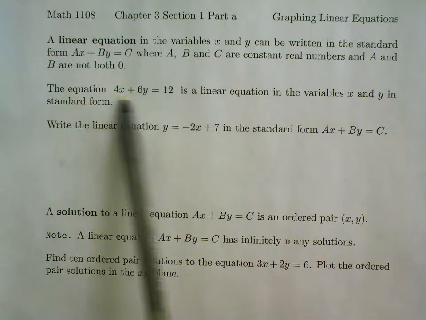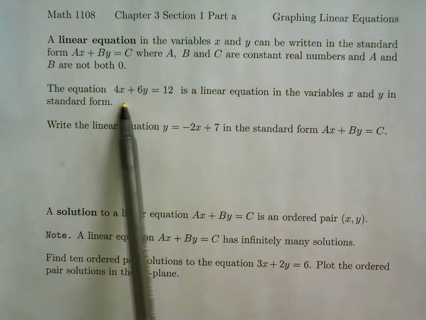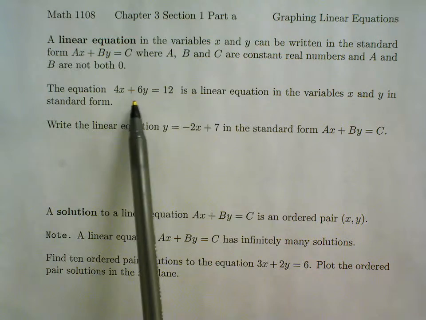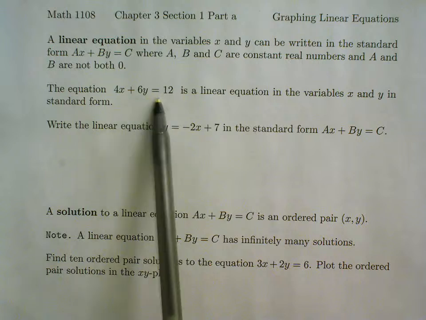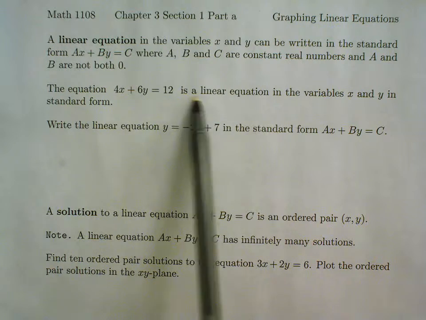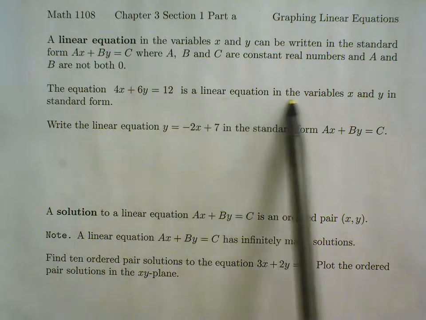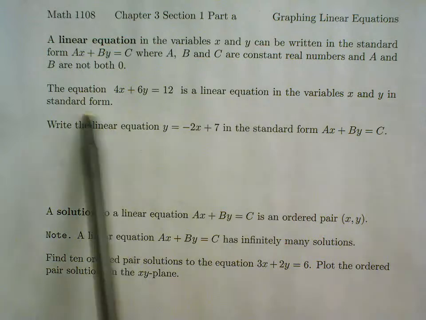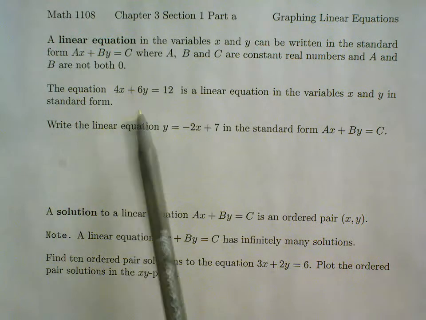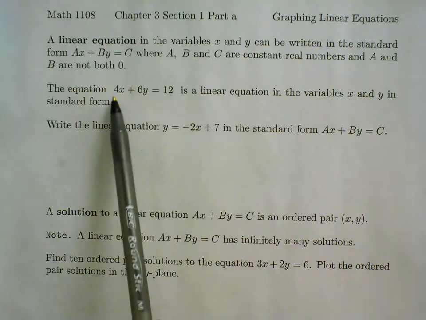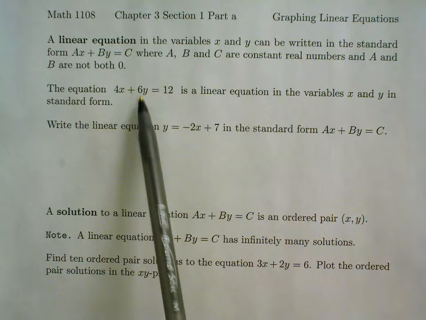Okay, this next sentence, the equation 4x plus 6y equals 12 is a linear equation in the variables x and y in standard form. So for this equation, the value of a is 4, b is 6, and c is 12.